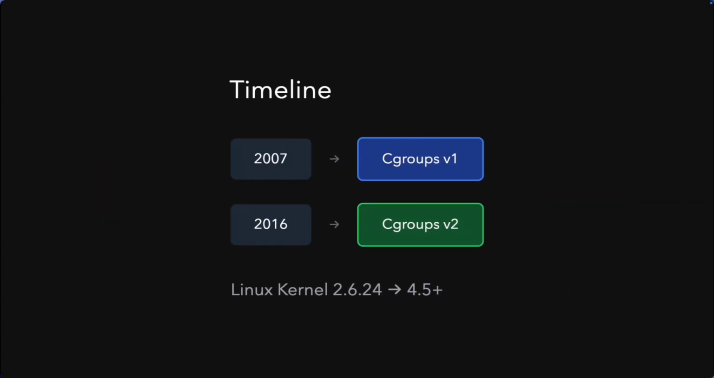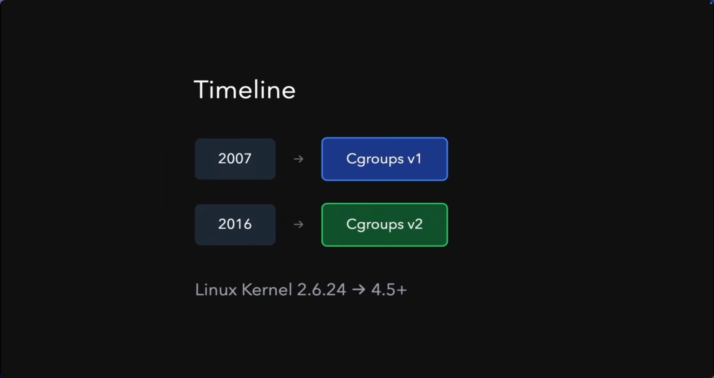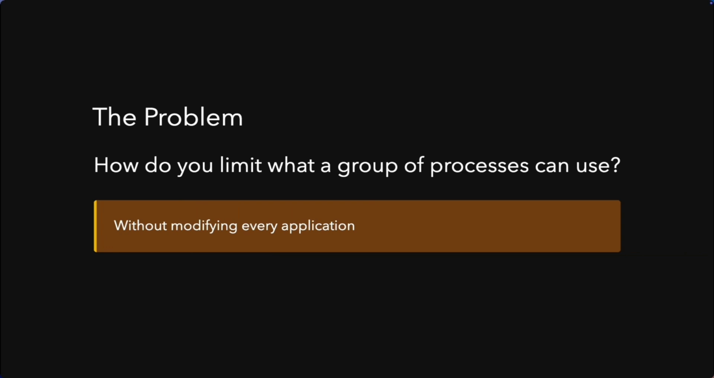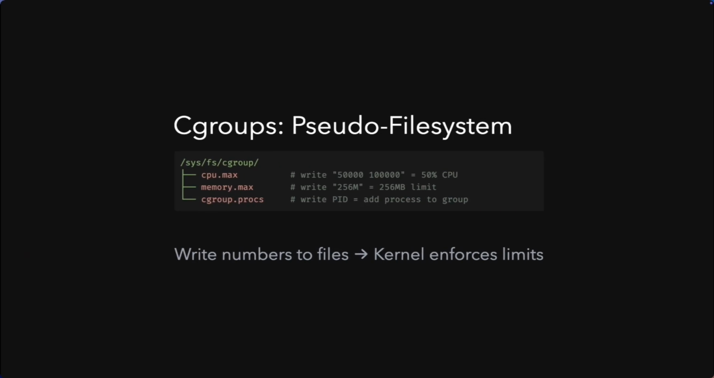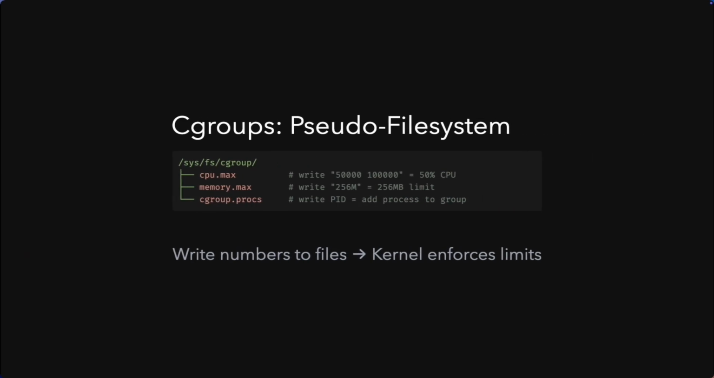Control groups entered the Linux kernel in 2007. The problem they solved was simple. How do you limit what a group of processes can use without modifying every application? Before cgroups, they had individual process limits, ulimit, nice values, but no way to say these 50 processes as a group can use no more than 2 CPU cores and 4 GB of RAM. Cgroups solve this by creating a pseudo-file system. You write numbers to files, the kernel reads those files and enforces limits.